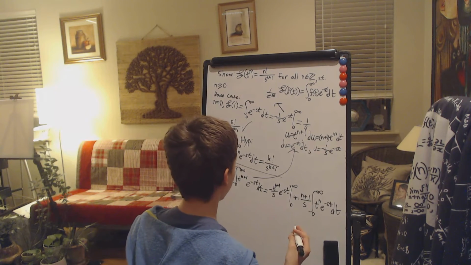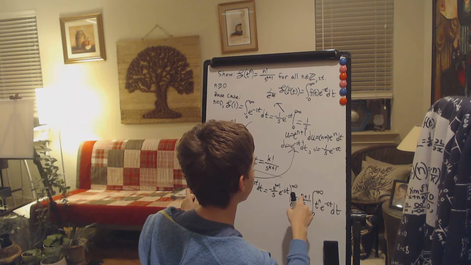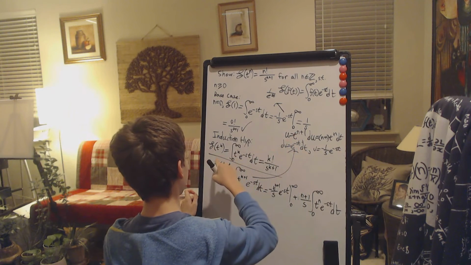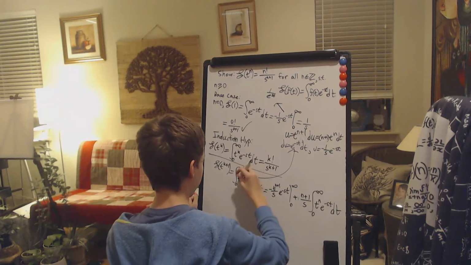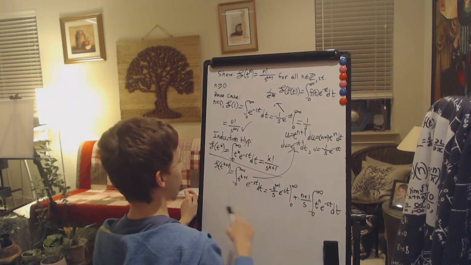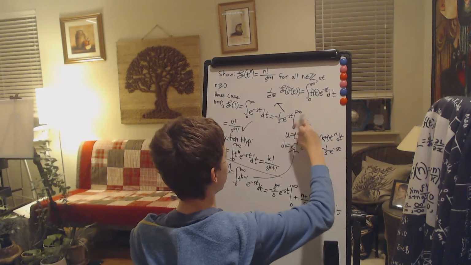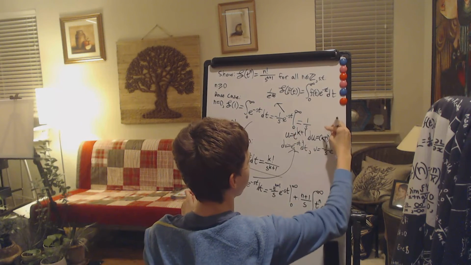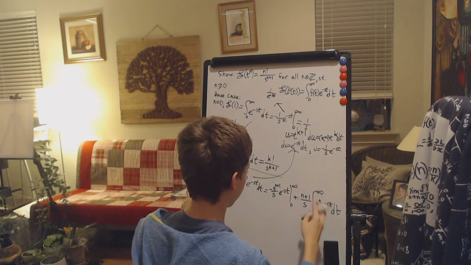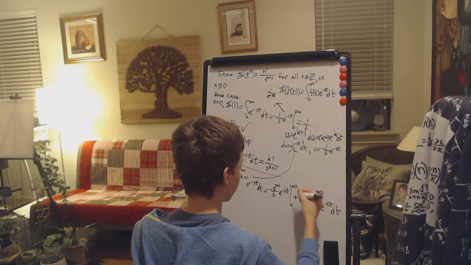Oh, and by the way, I think I may have made a small mistake here. I put n here. That's my mistake. This should be k, because we plugged in the function t to the k plus 1. So replace all of these n's here with k's. U equals t to the k. Sorry for that.